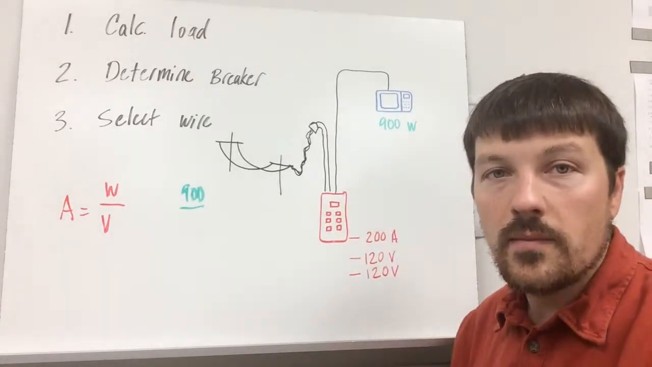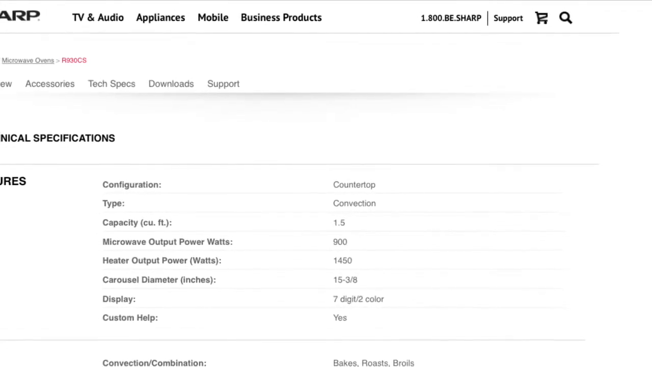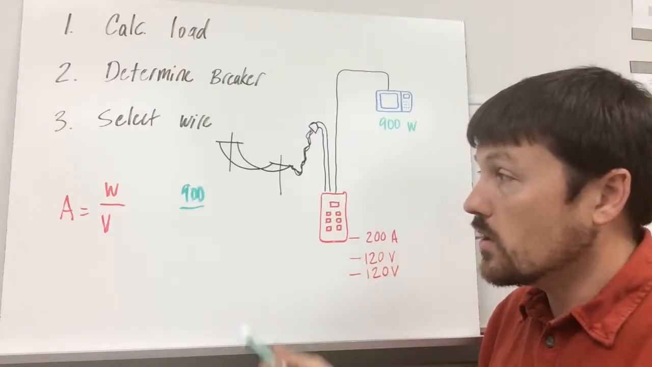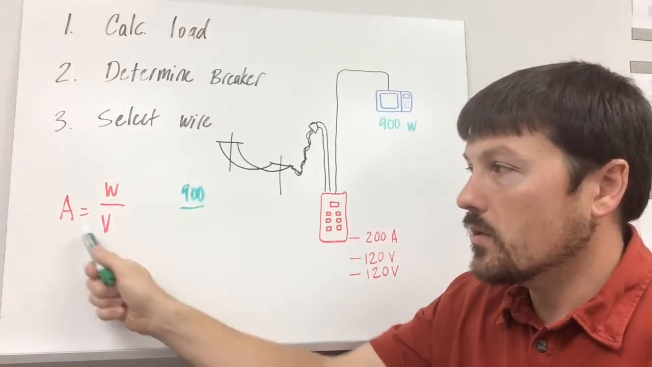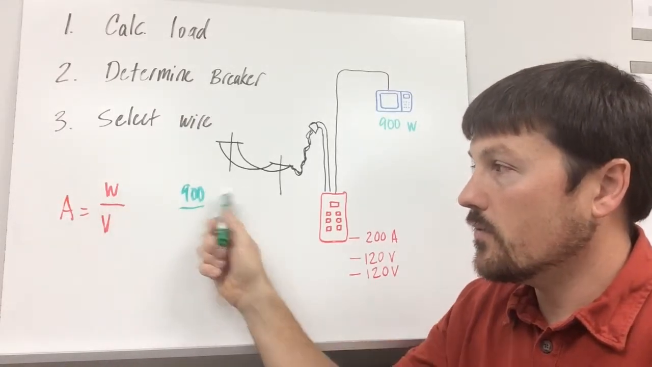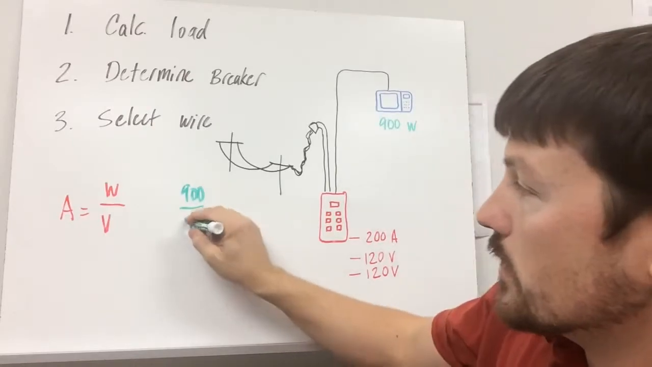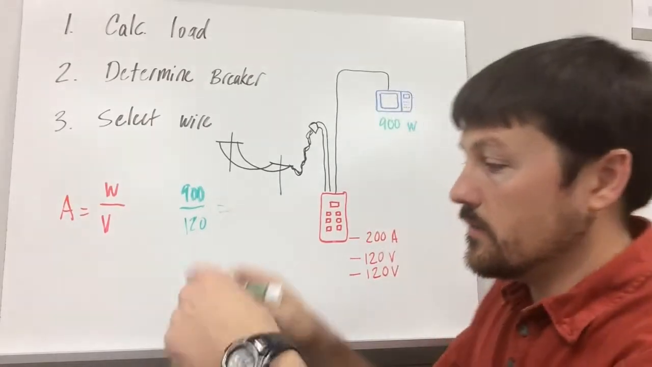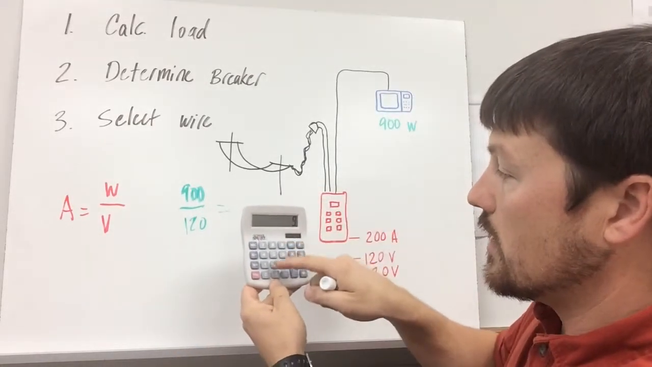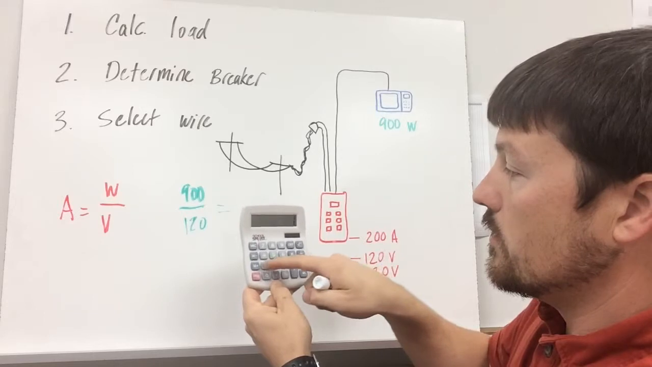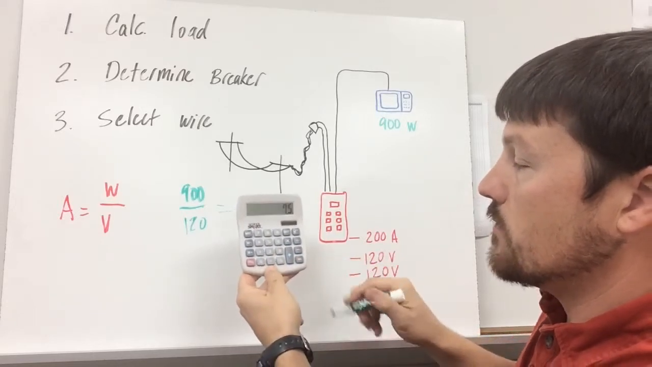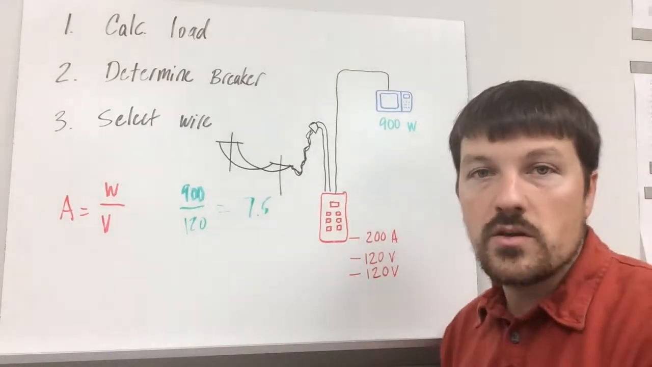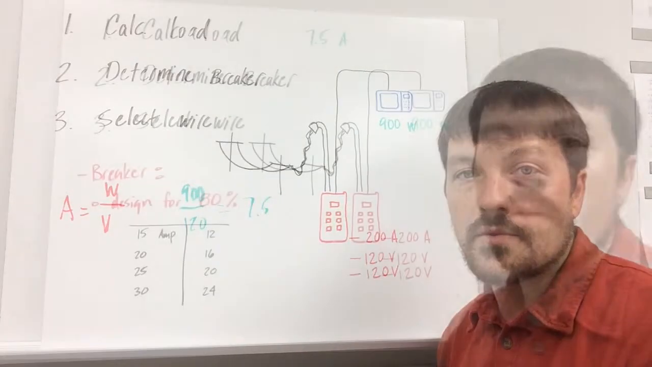This 900 watt microwave, if you look in there, it'll tell you it's using 900 watts, and it will tell you it's 120 volt. So we're going to use this formula. We need to know amps, and we have the watts, and we know the volts of 120. So we will just take our calculator. We're going to take 900 divided by 120, and that's 7.5. So this microwave is going to use 7.5 amps.